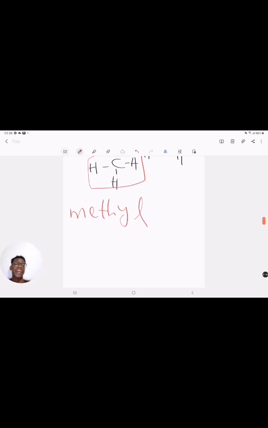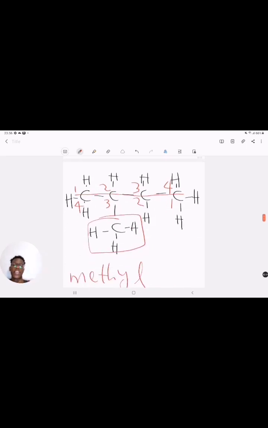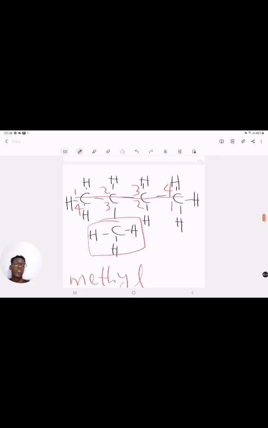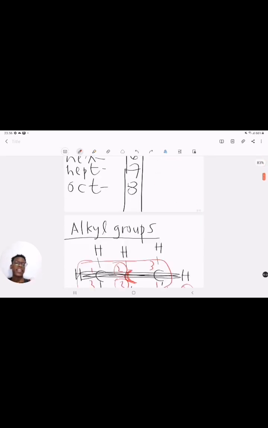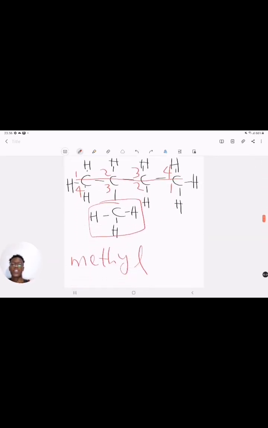Now, what is this methyl attached to? Well, it is attached to this parent chain here. Now, what is this parent chain made up of? Well, it's made up of a hydrocarbon that is made up of single bonds. If I go to the first page, single bond, alkane. So it's an alkane, right? It's attached to an alkane. What alkane is it attached to? Well, how many carbon atoms does the alkane have? It has 1, 2, 3, 4. It has 4 carbon atoms.